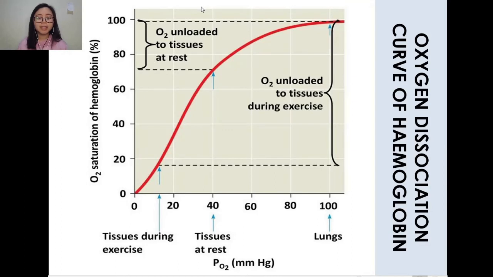So when you look at this diagram, this is the curve, this is the ODC of hemoglobin that I talked about. So on the y-axis, that is oxygen saturation of hemoglobin, how much oxygen is in the hemoglobin molecules. And on the x-axis is the partial pressure of oxygen. So that is reflecting what is the concentration of oxygen in the tissues next to the blood and what is the partial pressure of that oxygen.